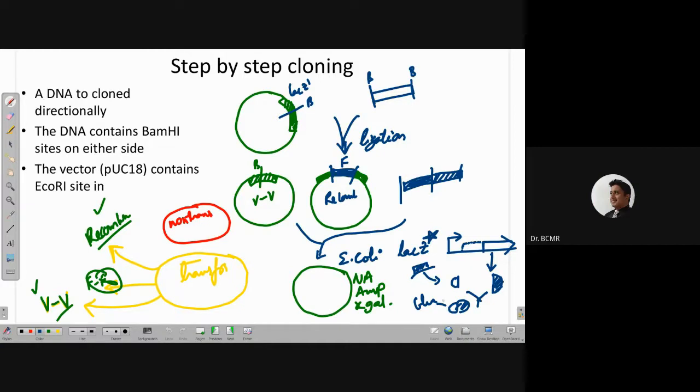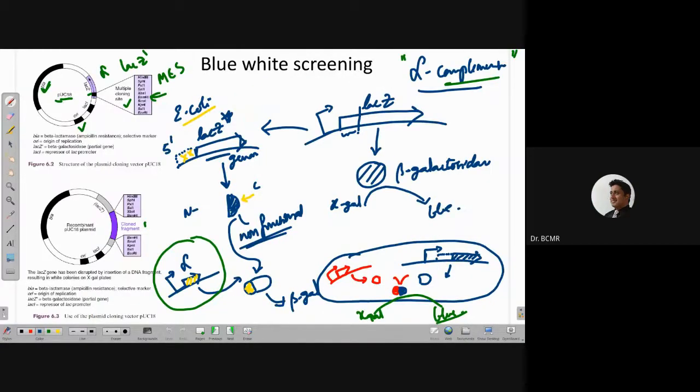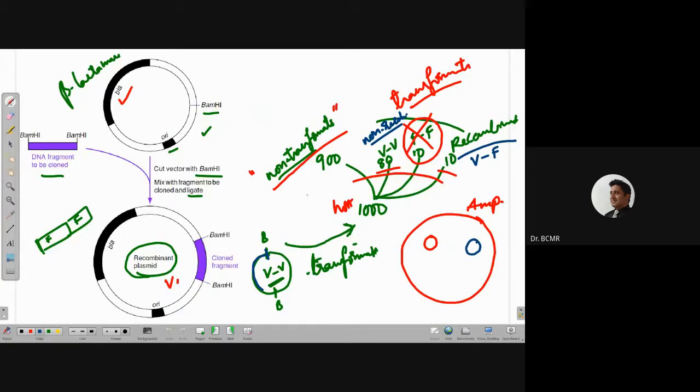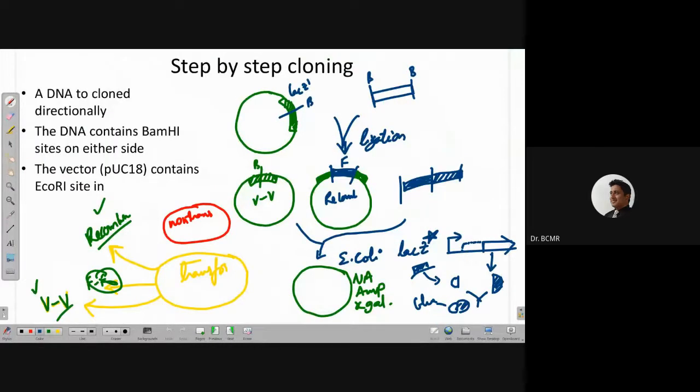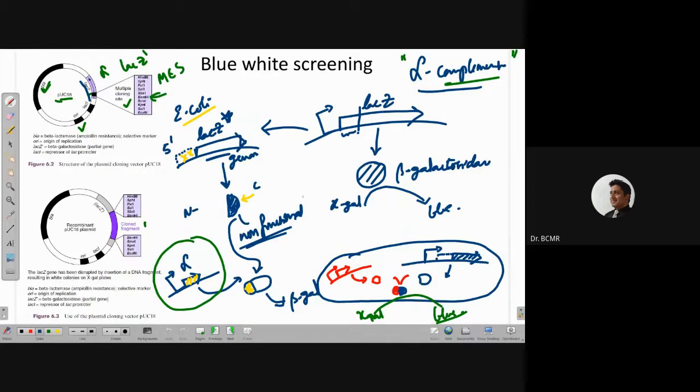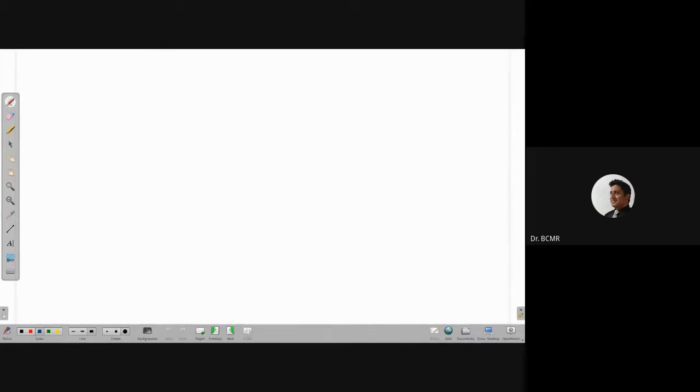If I forgot to mention, the LacZ gene has the multiple cloning site. So there is another term that I needed to explain, that is called insertional inactivation. What is insertional inactivation?